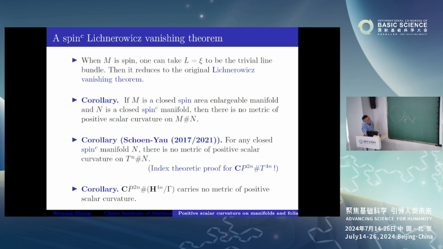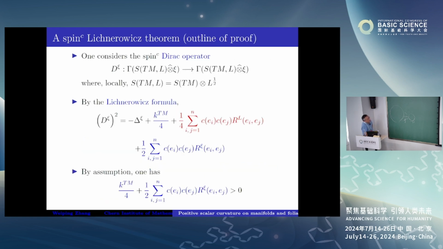Also, because area enlargeable covers a lot of other manifolds, for example the closed hyperbolic manifold is also area enlargeable, this is a kind of result for higher dimensions: the connected sum cannot carry a metric of positive scalar curvature. And then we give an outline of this one.